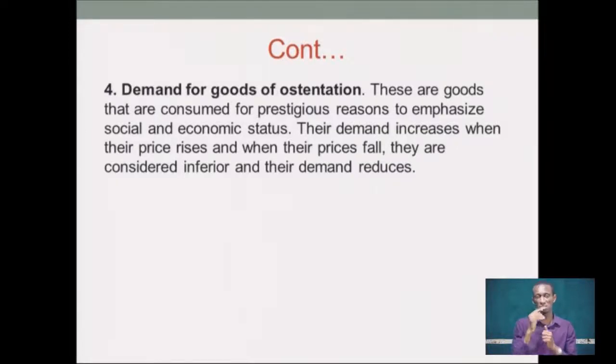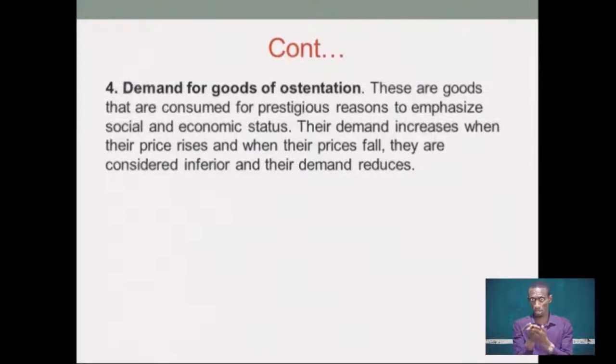Their demand behaves abnormally. Why? When prices of these goods increase, quantity demanded increases. When the price of these goods reduces, we expect an increase in quantity demanded, but in this case the consumers of these goods are reducing the quantity demanded. So demand for goods of ostentation behaves abnormally. They don't agree with the law of demand. They violate the law of demand. So those are some of the reasons why some demand curves may behave abnormally.